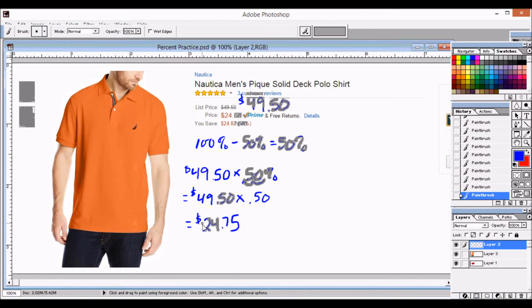And I end up with $24.75, which is interesting because Amazon here says that we have a 50% discount, but they're actually only charging us $24.68. They're actually giving us a better deal. My guess is they're probably rounding to the nearest percentage, so it's probably like a 50.2 or 50.3% discount, and they're just adjusting it to 50%. So that one, maybe 50%, maybe a little too easy.